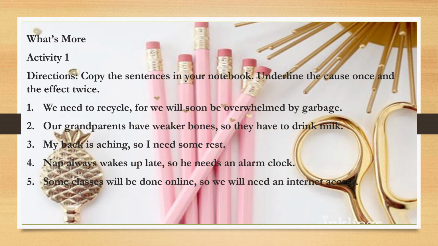What's more, for Activity 1, directions: copy the sentences in your notebook, underline the cause once and the effect twice. Number 1, we need to recycle, for we will soon be overwhelmed by garbage. Number 2, our grandparents have weaker bones, so they have to drink milk. Number 3, my back is aching, so I need some rest. Number 4, Nap always wakes up late, so he needs an alarm clock. And number 5, some classes will be done online, so we will need internet access.